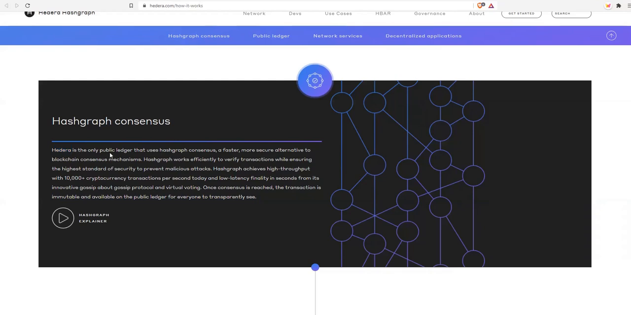Hedera is the only public ledger that uses hashgraph consensus, a faster, more secure alternative to blockchain consensus mechanisms. Hashgraphs work efficiently to verify transactions while ensuring a high standard of security to prevent malicious attacks. So this is very important. Hashgraph achieves high throughput with 10k plus transactions per second with low latency finality in seconds. That is the greatest feature that Hedera has to overcome blockchain technology.